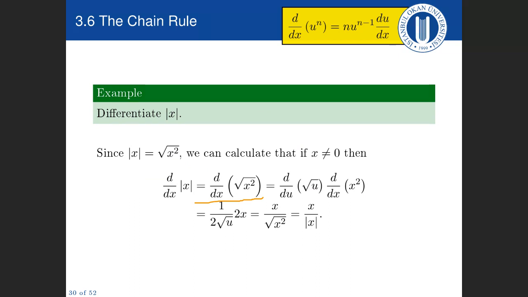Because square root of x squared, we can think of as square root of u, where u is x squared. So that's the derivative of the square root of u multiplied by the derivative of x squared. And the derivative of the square root of u, or thinking of it as u to the power of a half, is 1/2 square root of u. And the derivative of x squared, of course, is just 2x. The 2s cancel, we get x over square root of x squared, or x divided by absolute value of x.